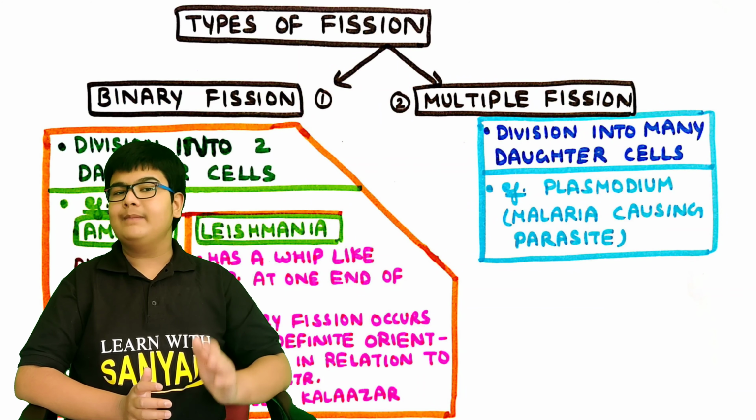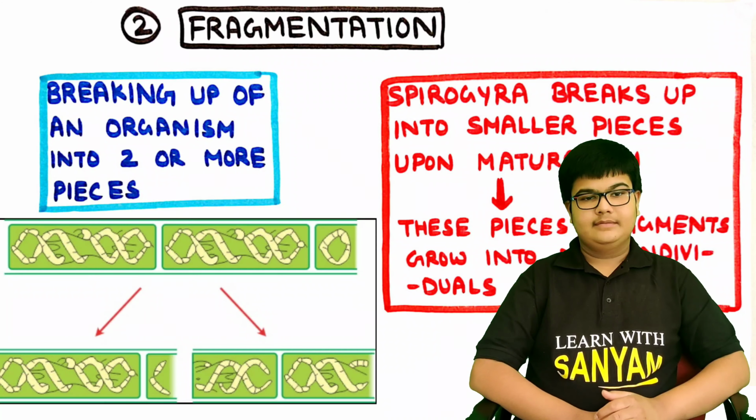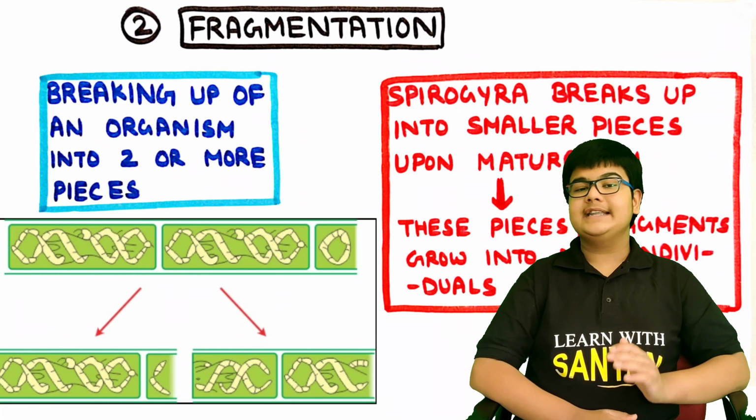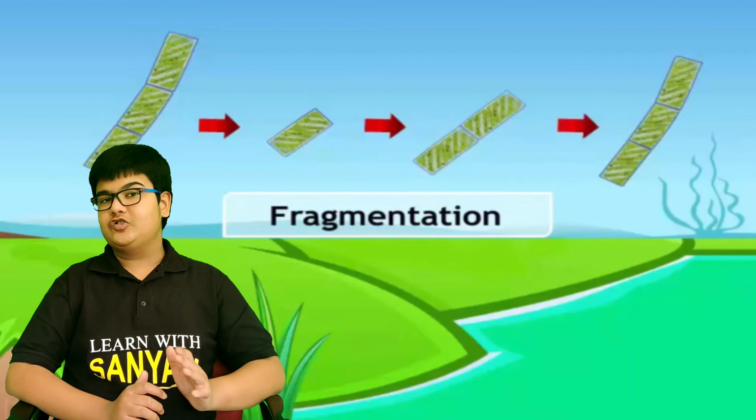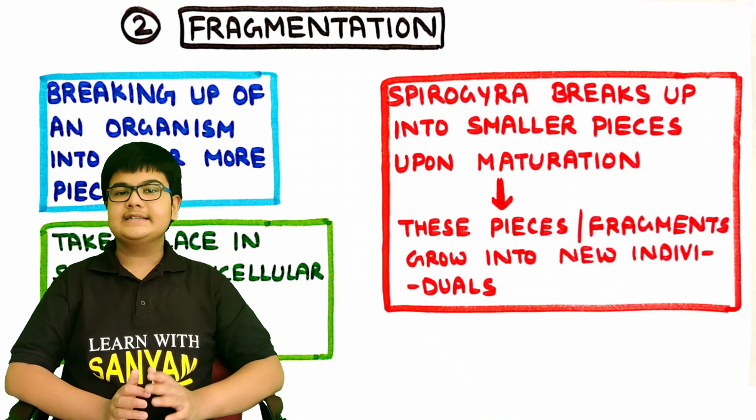Second, fragmentation. It is the breaking up of an organism into 2 or more pieces. It takes place in simple multicellular organisms like Spirogyra. Basically, fragmentation is the same as fission, but fission takes place in unicellular organisms, while fragmentation takes place in multicellular organisms. Let's see how Spirogyra reproduces by fragmentation. Spirogyra breaks up into smaller pieces upon maturation. These pieces or fragments grow into new individuals.